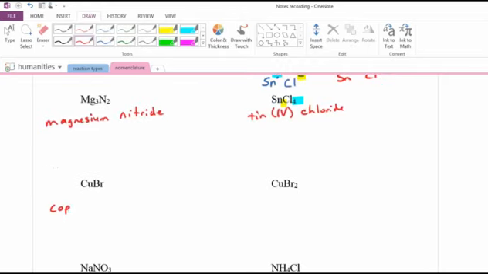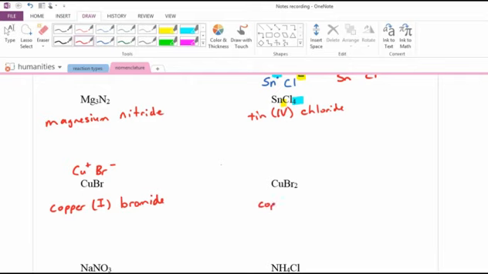Cu is copper. Copper is another one that gets a Roman numeral. Br, bromine, becomes bromide. Bromide is always -1, so since we have no subscripts, a 1-to-1 ratio, copper had to be +1, so we have a Roman numeral 1.